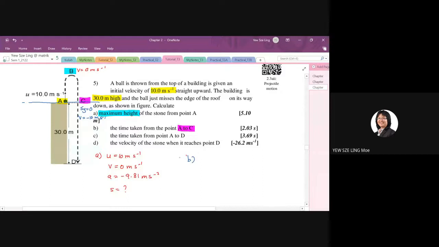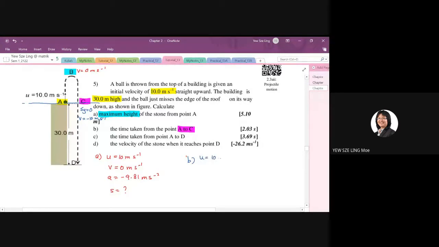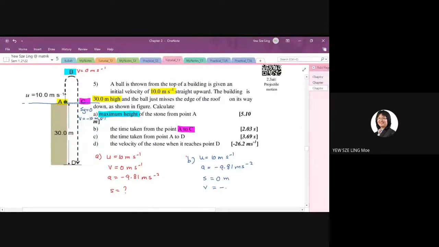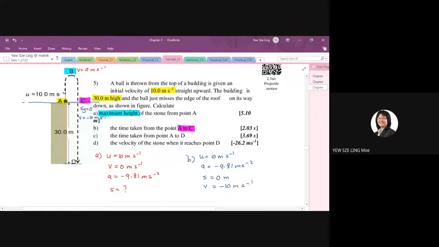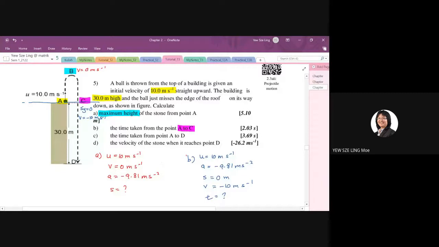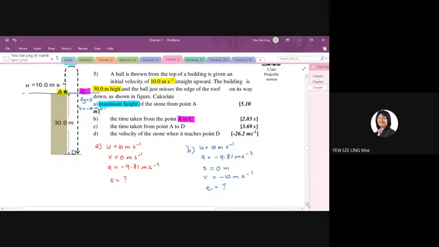So the information that we have, again, we want A and C. At A, we have initial velocity U equal to 10 meter per second, and then we have a equal to negative 9.81 m/s². According to the diagram, we have S equal to 0 meter, and then a final velocity equal to negative 10 m/s. The question is asking for time, so basically you can use any of the equations to solve question B.